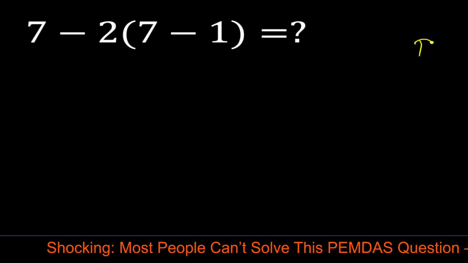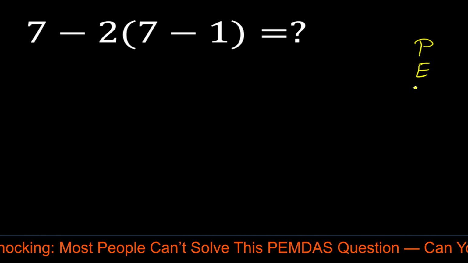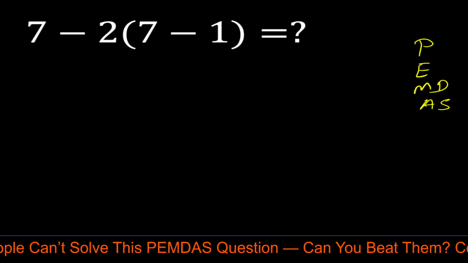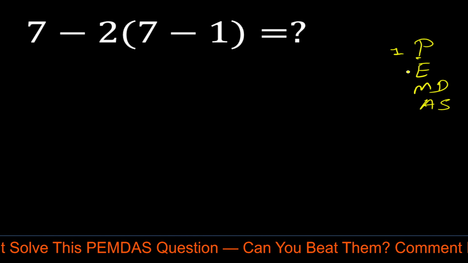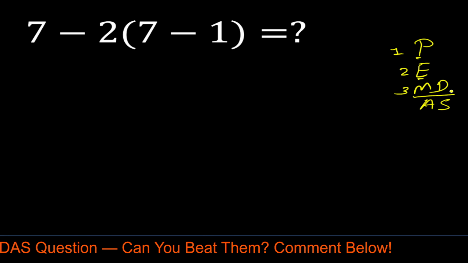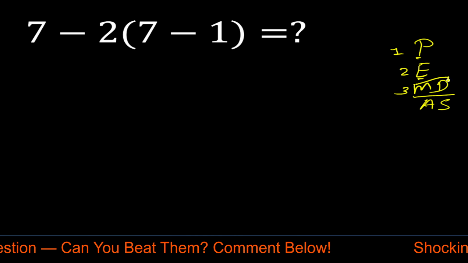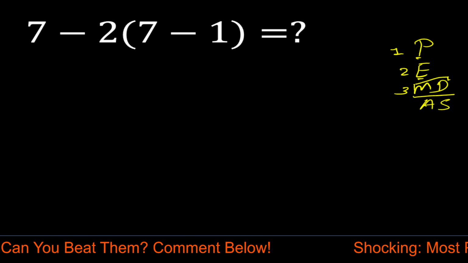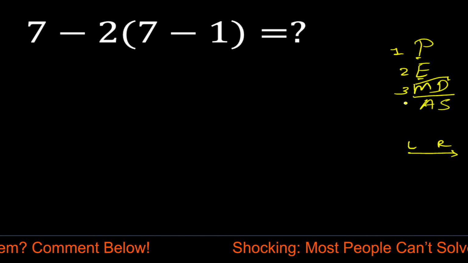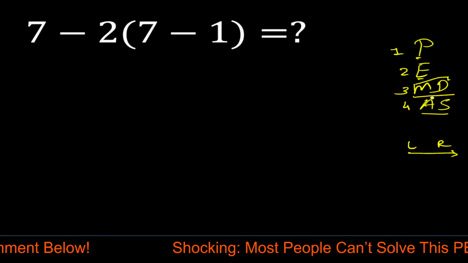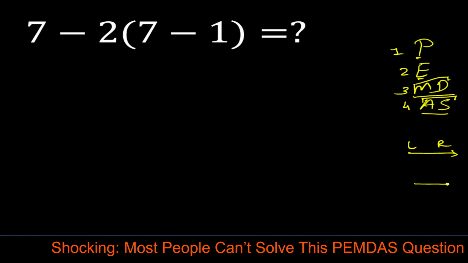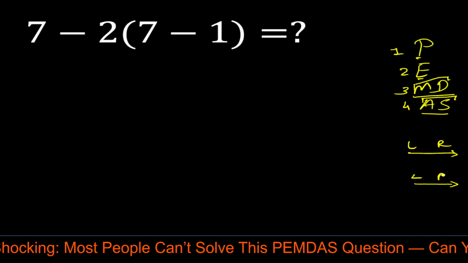So PEMDAS, P E M D A S. According to PEMDAS rule, first priority is parentheses, then second priority is exponents, then third priority is multiplication and division. Here multiplication and division both have equal priority. So we have to solve it from left to right. Then fourth and last priority is addition and subtraction. Also addition and subtraction both have equal priority. So we have to solve it from left to right.